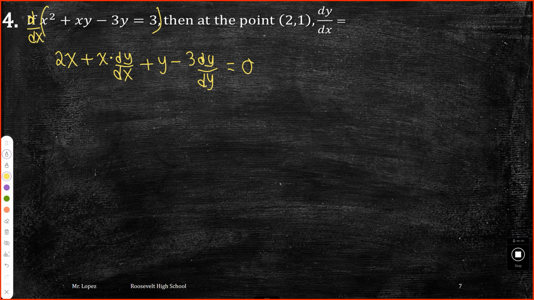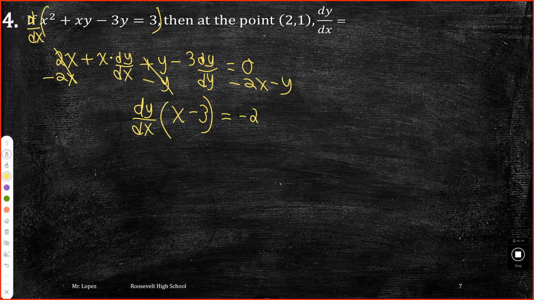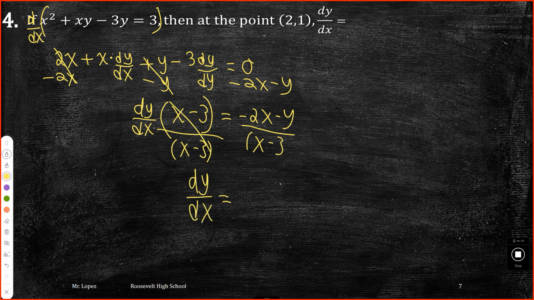Move the 2x over to the other side: minus 2x, minus y. And I'm already going to factor out the dy/dx. (x minus 3) dy/dx equals negative 2x minus y, divided by x minus 3. So dy/dx is going to equal that. Evaluate at what? (2, 1).